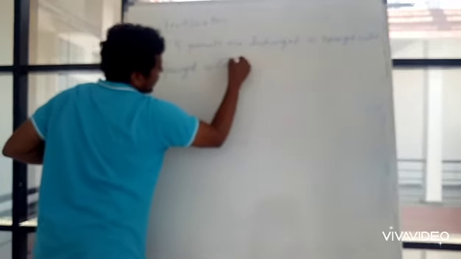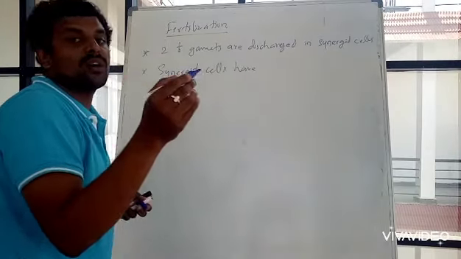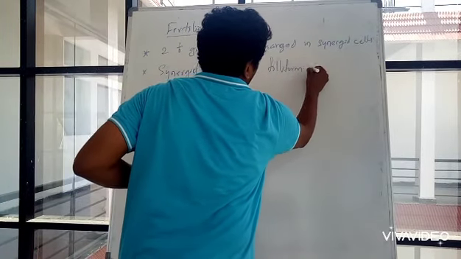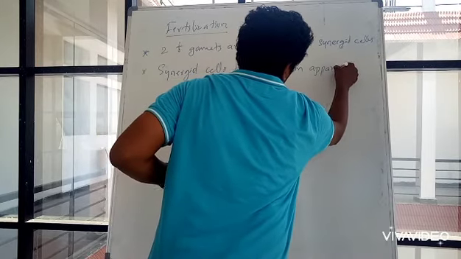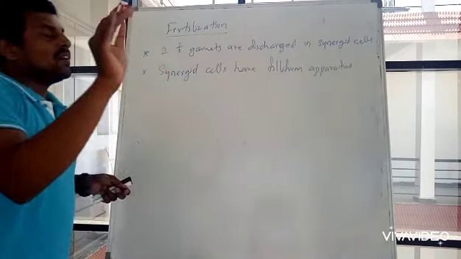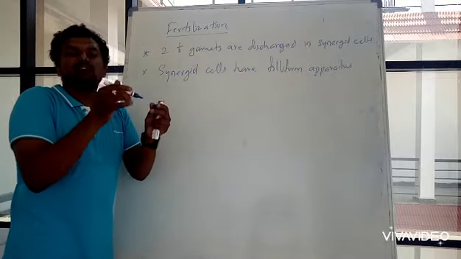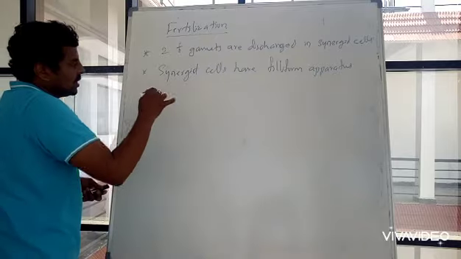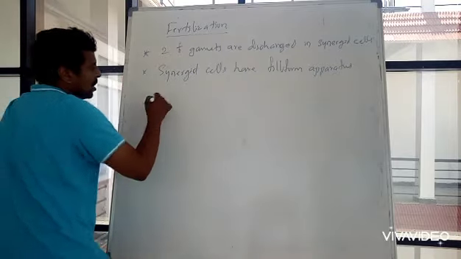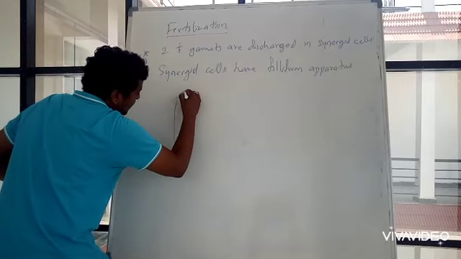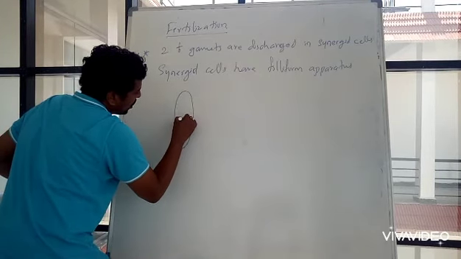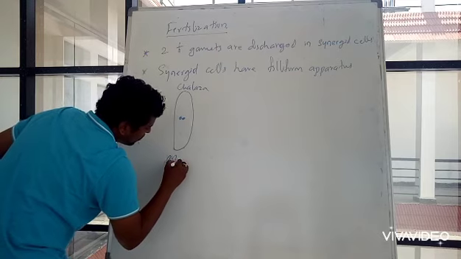filiform apparatus. The main function of the filiform apparatus is to guide the pollen tube. Say for example, I am going to draw the embryo sac here. We will just recall the structure of the embryo sac. The embryo sac contains a large central cell with two polar nuclei. One end is called chalaza and the other end is called micropyle.